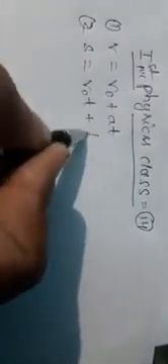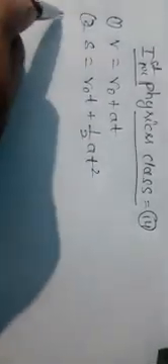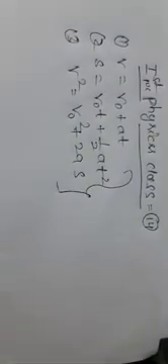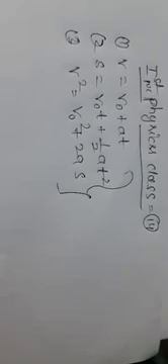The first equation is v = v naught + at. The second equation is s = v naught t + 1/2 at squared, and the third equation is v squared = v naught squared + 2as. These three are called the kinematic equations, also called the motion along a straight line. The first equation is v = v naught + at.